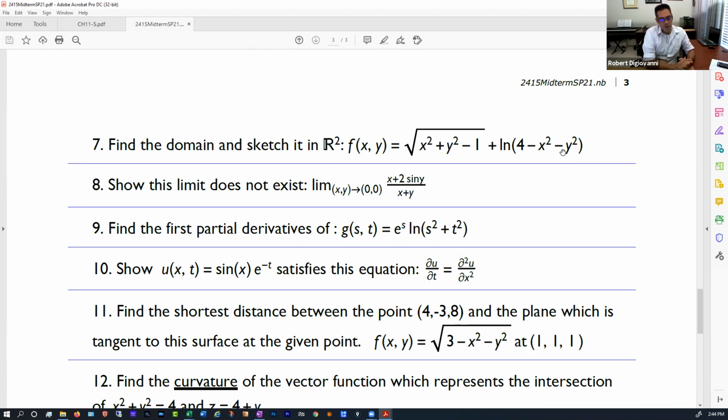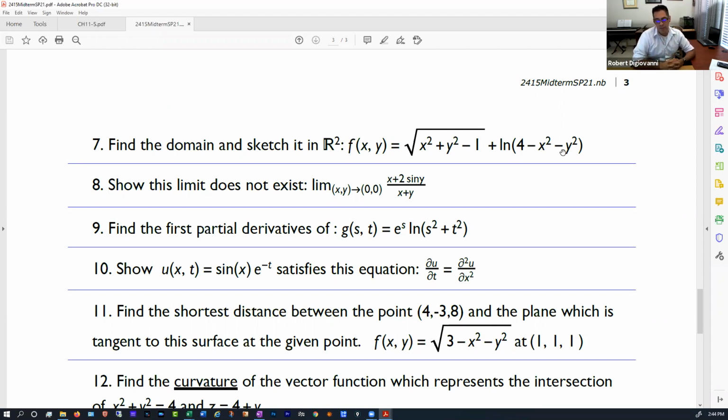Number 8, show that this limit does not exist. So this goes back to the last class and maybe the one before that, where we were talking about how it's hard to show that a limit does exist, but it's easier to show that it does not. So I'm telling you this limit does not exist. You just need to show it somehow. You have multiple options on how to do that. Maybe you pick 2 paths and you get 2 different answers, or maybe you squeeze it. Take whatever approach you want there.